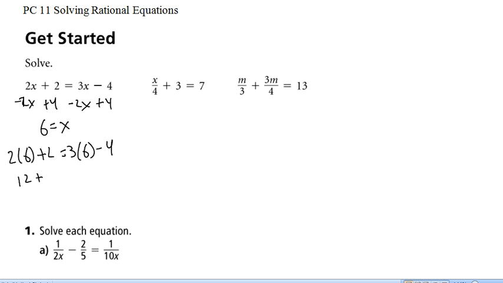So we end up with 12 plus 2 equals 18 minus 4. So we get 14 equals 14. True. Perfect. So x equals 6 is a solution to that equation. Okay, next one.